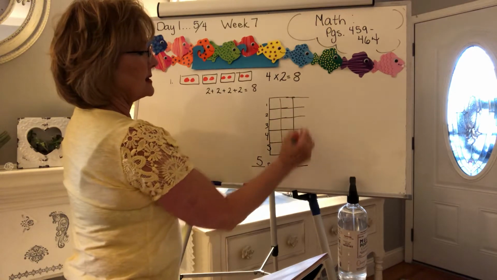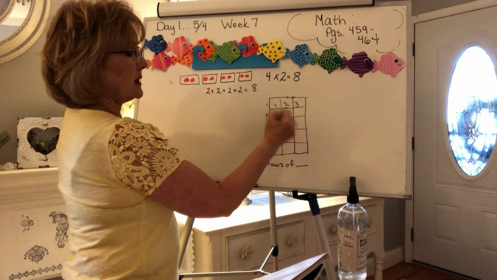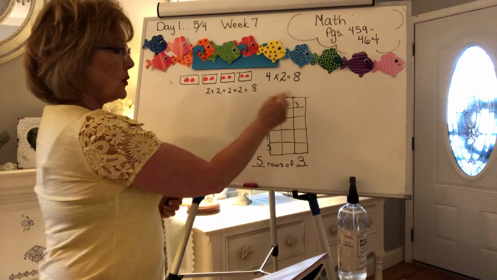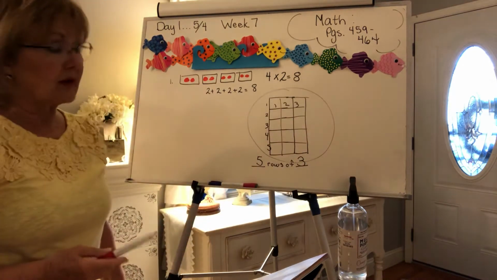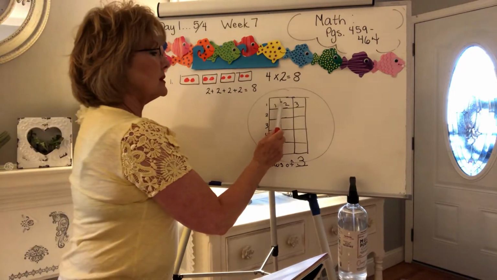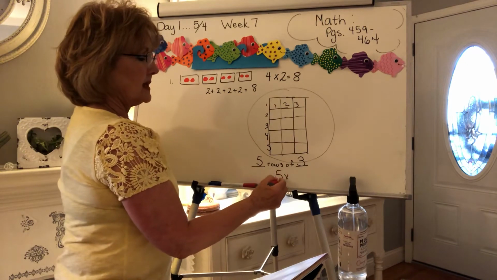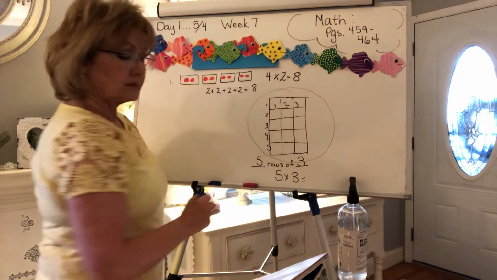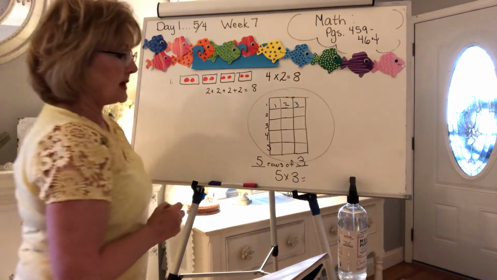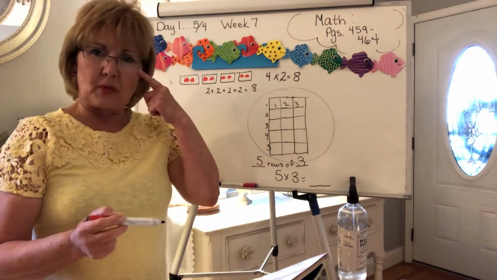You've got 1, 2, 3. 5 rows of 3. We want to know how many squares there are altogether. There's an easy, quick way. We don't have to go 1, 2, 3, 4, 5. We can go like this. 5 rows times 3. 5 times we have a 3. And the quickest way is for you to have that memorized, okay?